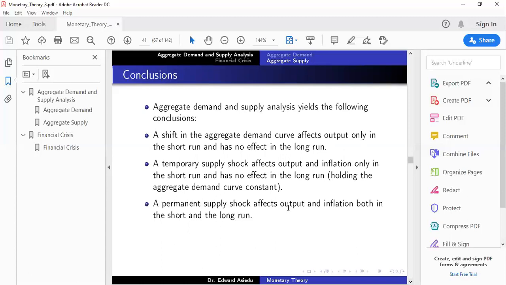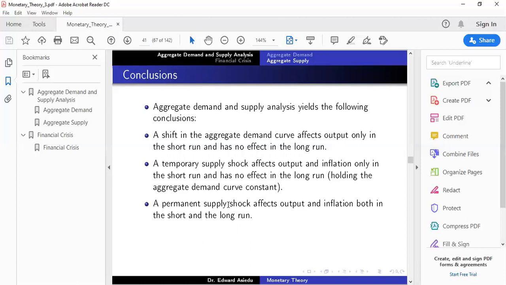Okay. However, a permanent supply shock, which is a long run supply shock, a shift in the long run supply curve, will affect output and inflation both in the short run and also in the long run. So if you have a long run permanent supply shock, that will affect inflation in the long run definitely, but also in the short run, so into the long run.